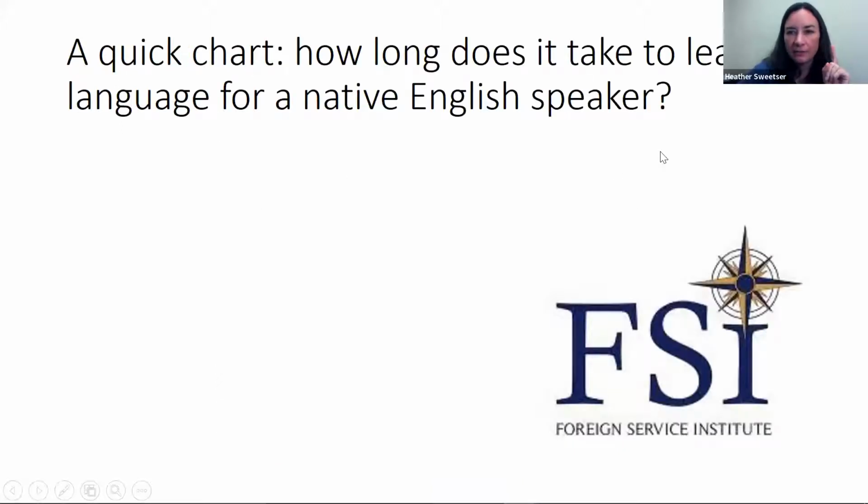So here's a quick chart. We may have seen this before from the Foreign Service Institute. How long does it take to learn a language for a native English speaker? This is focused on native English speakers because this is the Foreign Service Institute and it's a US-based place where most of us speak English. So it's a little skewed towards native English speakers. But does anybody know how long it takes to learn Spanish? About how many hours? To become fluent, I should say. 2 years about. About 2 years. How many classroom hours do we know? I don't have that number. I mean, who does really?